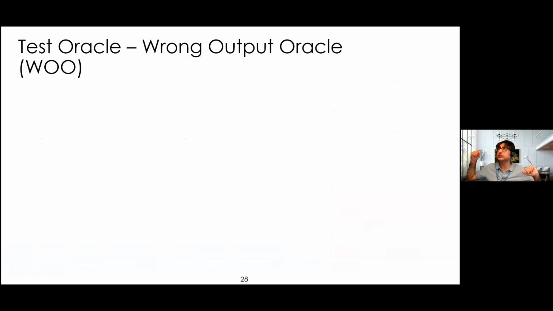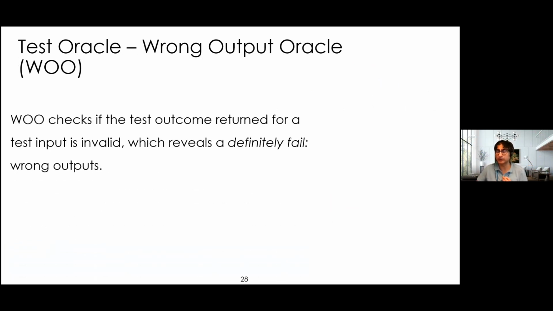Then we need to see whether my outputs are correct or not according to the specification. So we need what is called a test oracle. We define two test oracles. The first is called wrong output. It means that if I run the input and observe something which is not correct according to the specification, then I stop. That's it. It's definitely a fail.